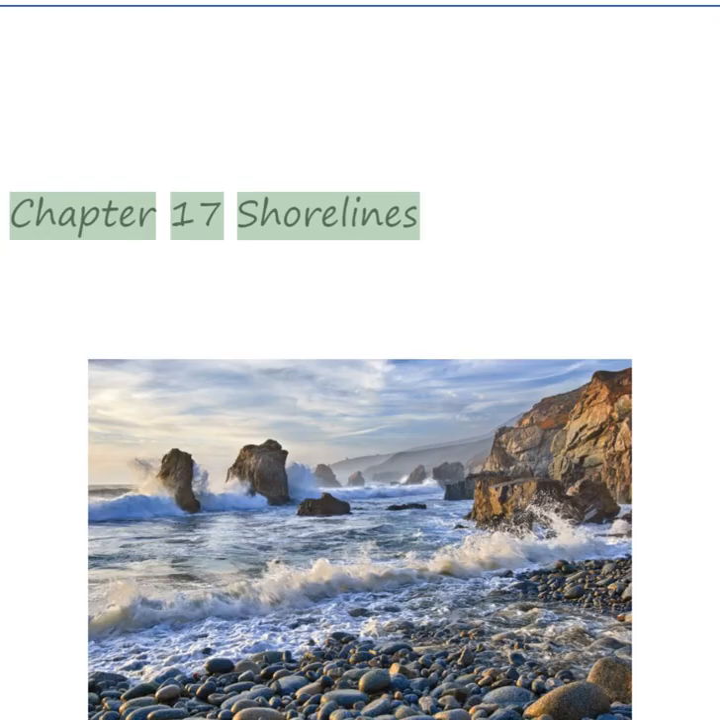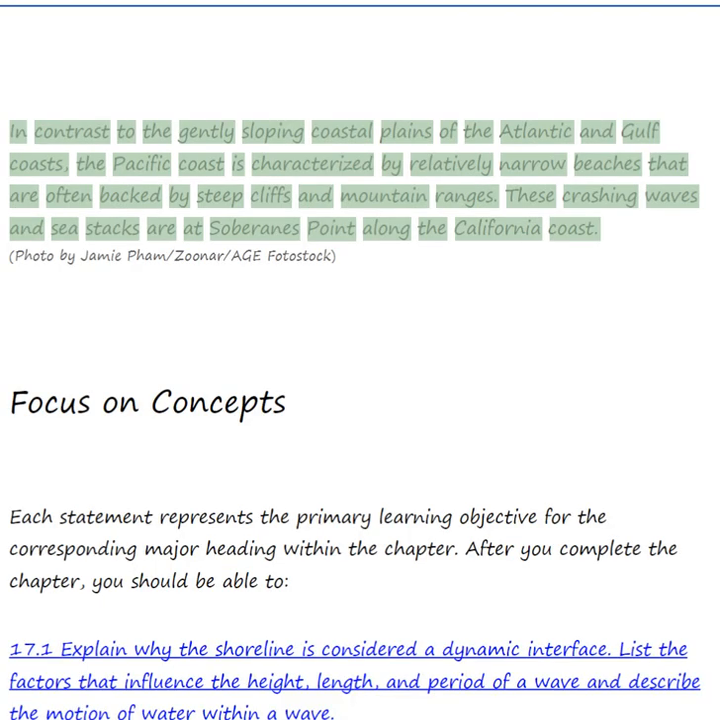Chapter 17, Shorelines. In contrast to the gently sloping coastal plains of the Atlantic and Gulf coasts, the Pacific coast is characterized by relatively narrow beaches that are often backed by steep cliffs and mountain ranges. These crashing waves and sea stacks are at Sobranes Point along the California coast.